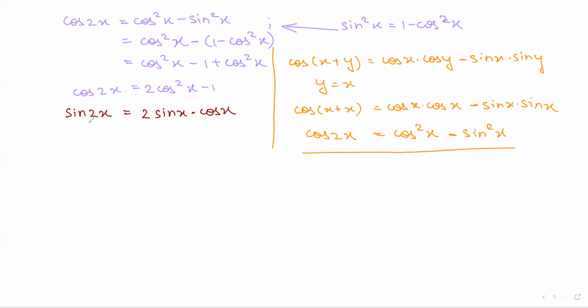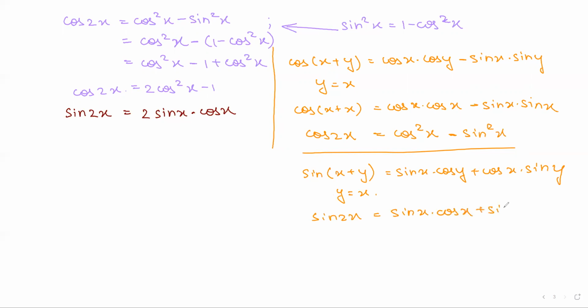Similarly, we can derive the formula for sin 2x. Sin of (x+y) is equal to sin x into cos y plus cos x into sin y. If you write y is equal to x, you can write sin 2x will be equal to sin x into cos x plus sin x into cos x, which is equal to 2 times sin x into cos x, which is what we wrote over here.